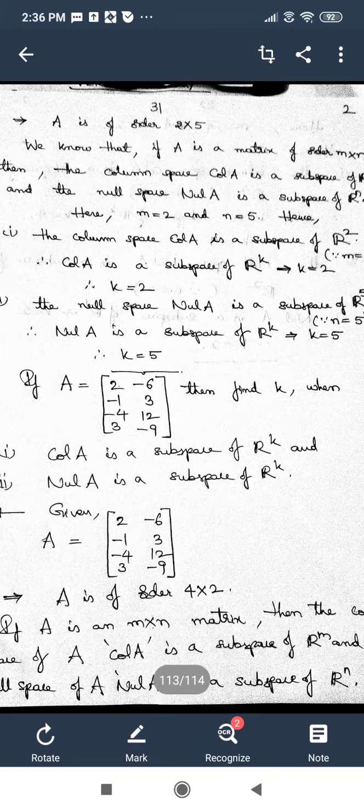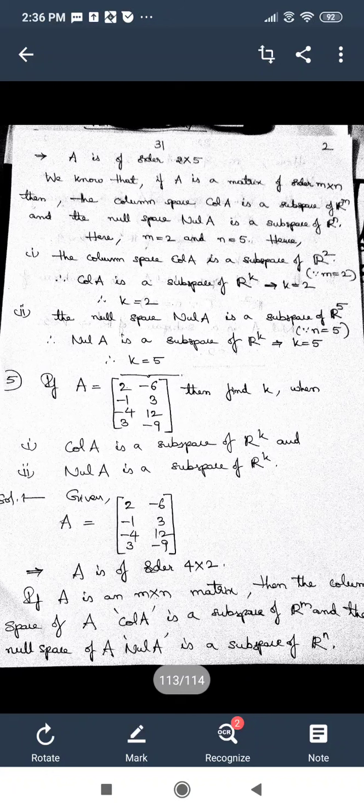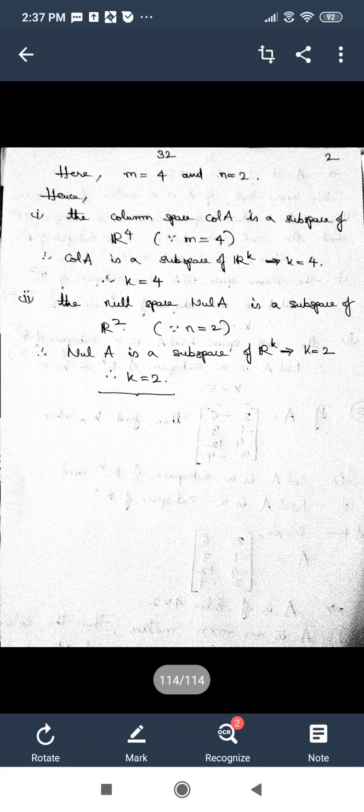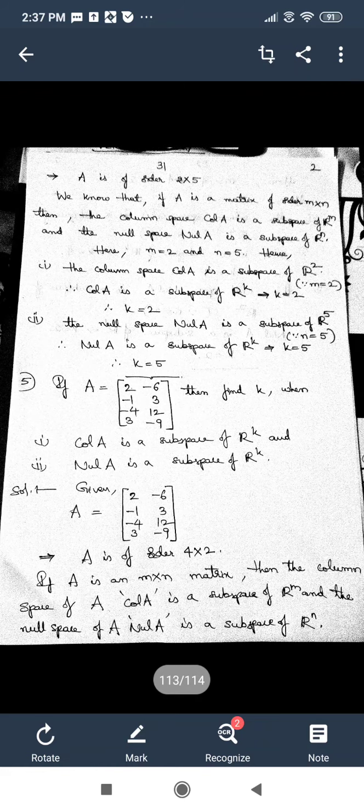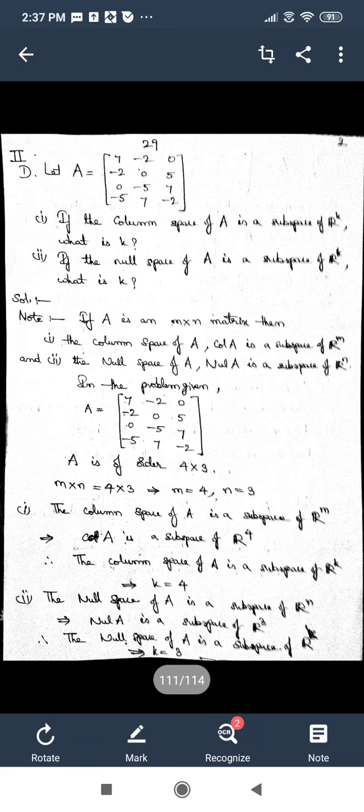Here it is also the same problem as in the earlier problems of this module, where we are asked to find the value of k when column A is a subspace of Rk and null A is also a subspace of Rk. The problem, if we recall, I missed giving the fourth problem, it seems. Okay, no problem.